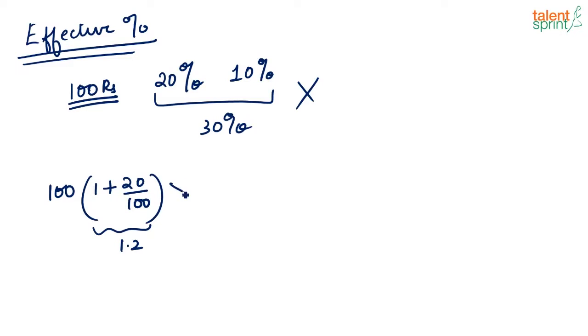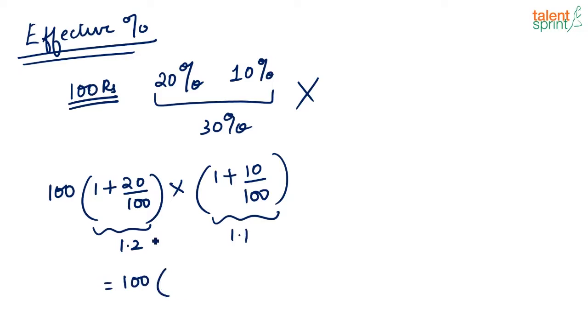Next, there is a 10% increase in this price. A further 10% increase means in this new price there is again a 10% hike. So again I am multiplying by 1 plus 10 by 100, or this is 1.1. So what is the net increase now? It is nothing but 100 into how much the price has become. It has become 100 into 1.2 into 1.1, that is equal to 100 into 1.32.